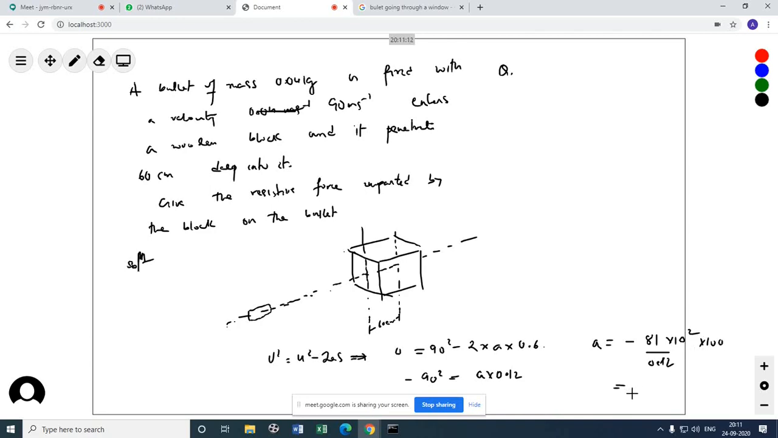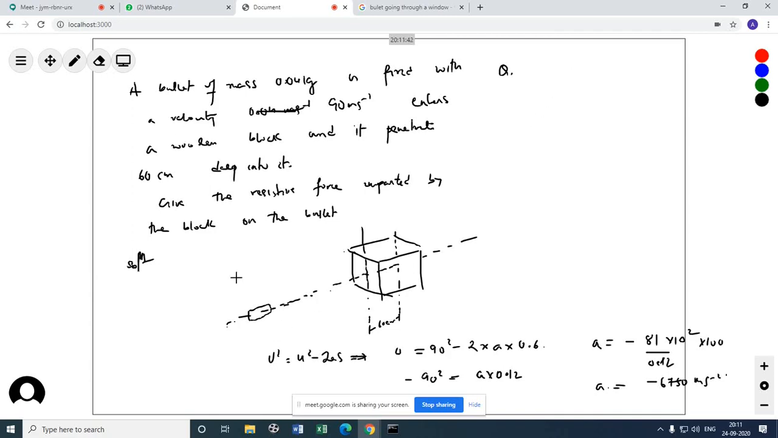So 12, 6 2s are 12, so 72, 12, 6. Sir, it is almost equal to 7.6 into 10 to the power 6750. Minus 6750, I think. 6750 meter per second square.